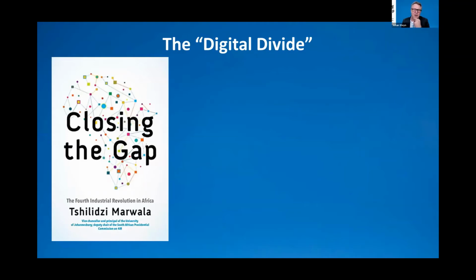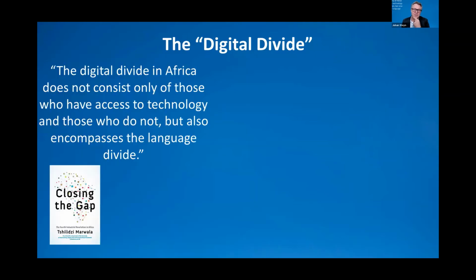I want to touch briefly on 3 books, and I'm sure these slides could be available after the meeting. Prof. Tsalisi Mawala wrote a book that he published last year called Closing the Gap. He's the Vice Chancellor of the University of Johannesburg. He's also on the Presidential Commission for the Fourth Industrial Revolution. And I'm not going to read my screen. You can. I don't like it when people read their presentations. But in this book, he speaks a lot about the realities of people in South Africa. It was even a further eye-opener for me. He speaks a lot about Africa, and he speaks about this digital divide, which is a big theme of all his books. And I encourage you to get this book if you can.